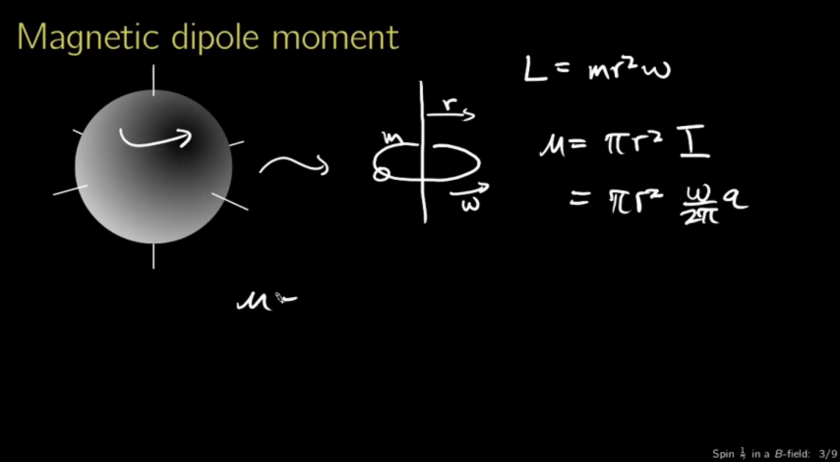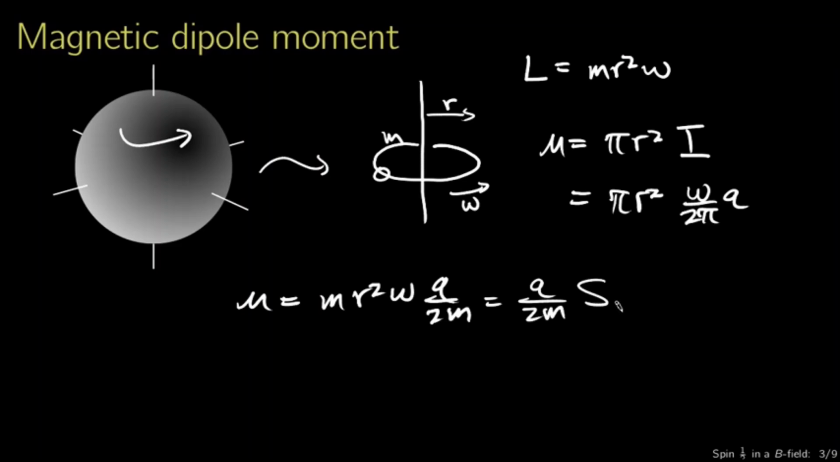Rewriting this slightly, I can express this as m r squared omega times q over 2m, essentially factoring out the angular momentum and leaving this rearrangement of constants. This then I can express as q over 2m times the angular momentum. And since what we're talking about is the spin angular momentum, I'm not going to write this as capital L, I'm going to write it as capital S.